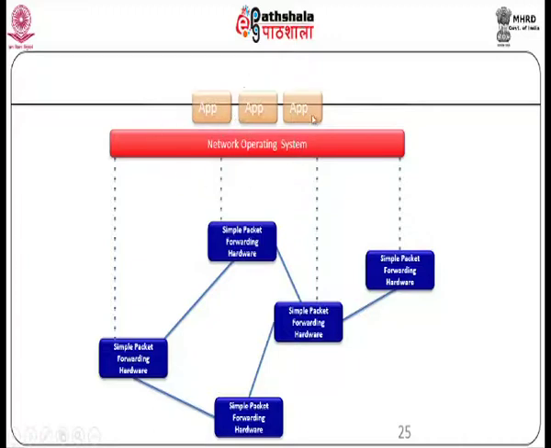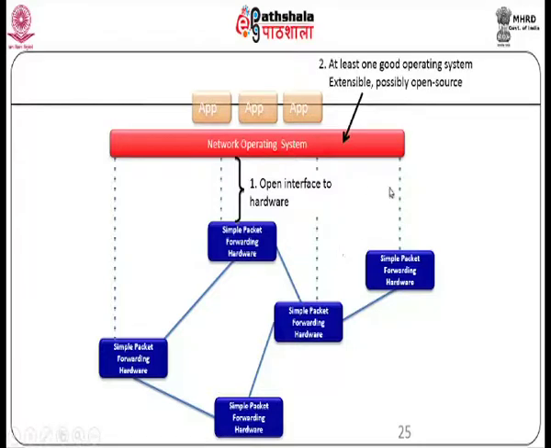Okay. And where will this be running? It need not be running on the same switch itself, it can be running somewhere else. Okay. So, which means from somewhere else I can control how this hardware is actually going to function. That is what we want to facilitate. But between this operating system and this packet forwarding hardware, we need to have a proper interface. So, I need an open interface to this hardware. Okay. That is important. And at the network operating system level, at least I need one good operating system which is extensible, possibly open source, and I need to have a well defined API between the network operating system and the different applications, so that the applications can use this functionality quite well.